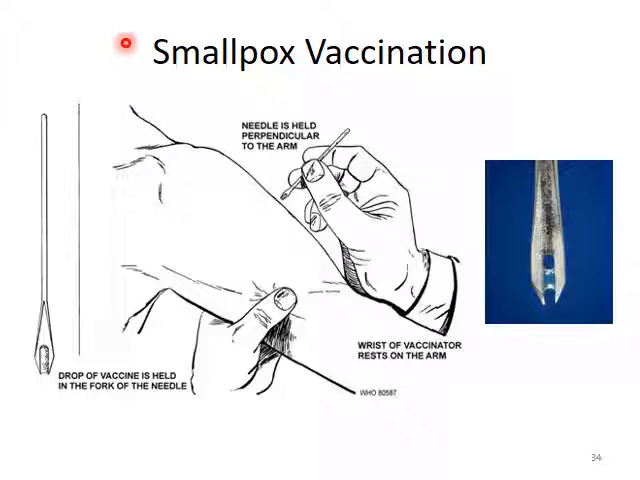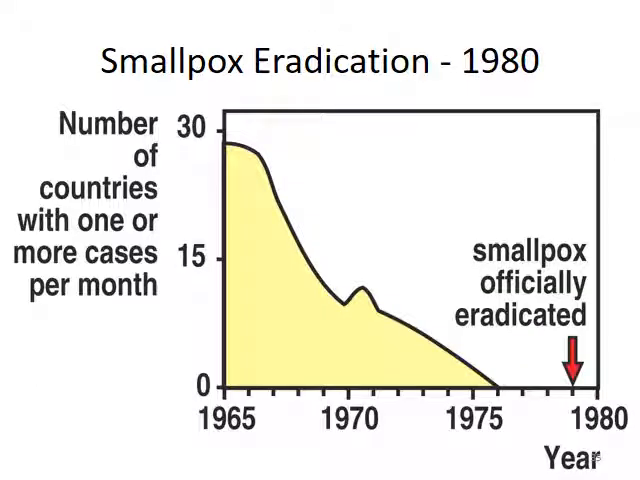Smallpox vaccination was done using a needle with a fork. A drop of vaccine is held in the fork of the needle, and then the needle is held perpendicular to the arm and then punctured. After the cowpox vaccine, live vaccinia vaccine came into use, and it was highly effective. It was given in a single dose between 1 and 2 years of age. With the use of this highly effective live vaccinia vaccine and by using the multiple puncture technique with a bifurcated needle, eventually in the year 1980 smallpox was eradicated from the entire world.